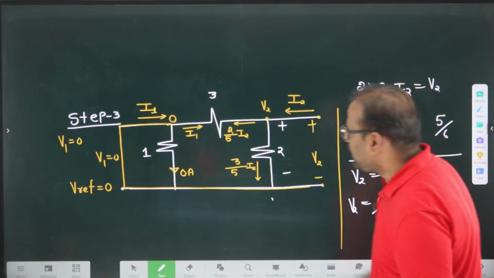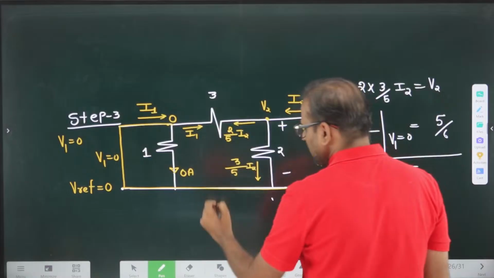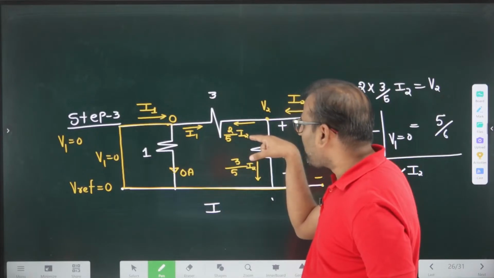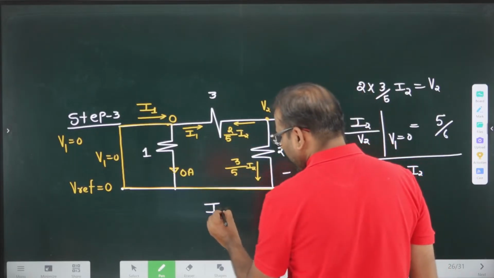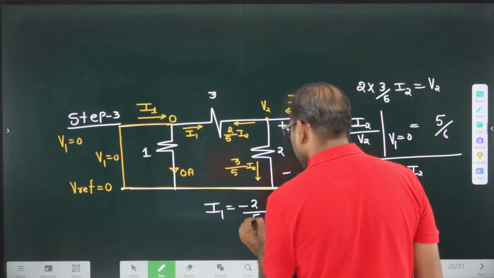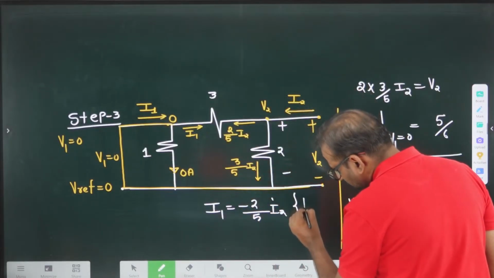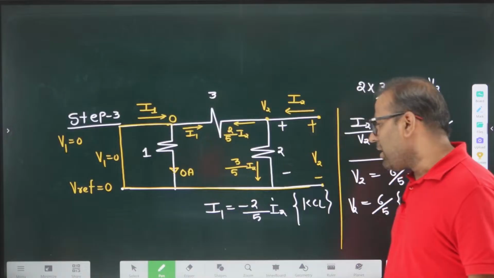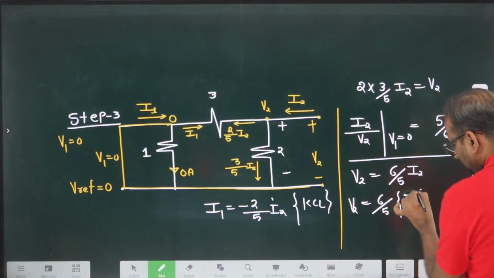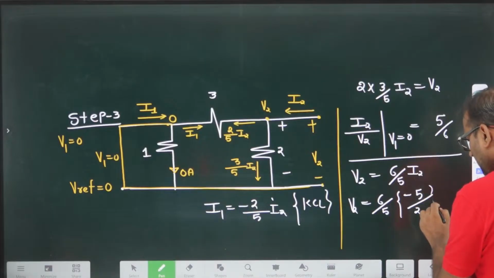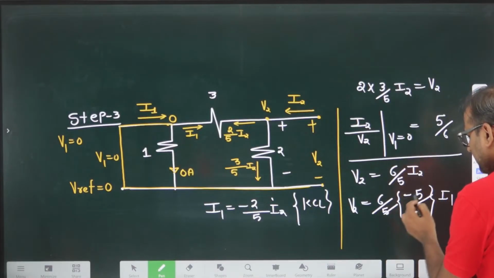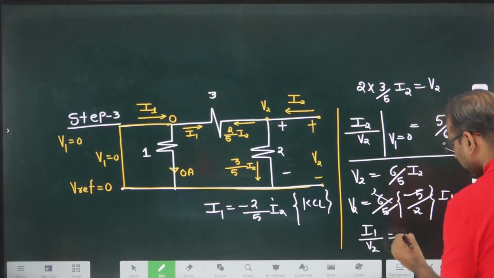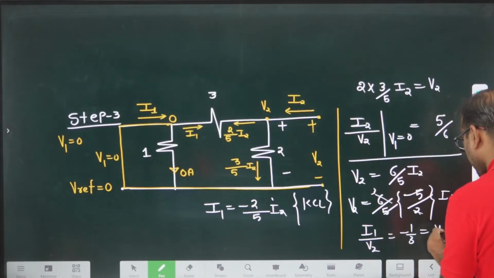What is I2? I2 can be written in terms of I1, because I1 and 2 by 5 times I2 are the current in the same branch. So you can say I1 is equivalent to minus 2 by 5 times I2. This I can write from the KCL. What is the value of I2? Minus 5 by 2 times I1. And this cancels, this value is 3. So I1 divided by V2 is equivalent to minus 1 by 3. This parameter is Y12.